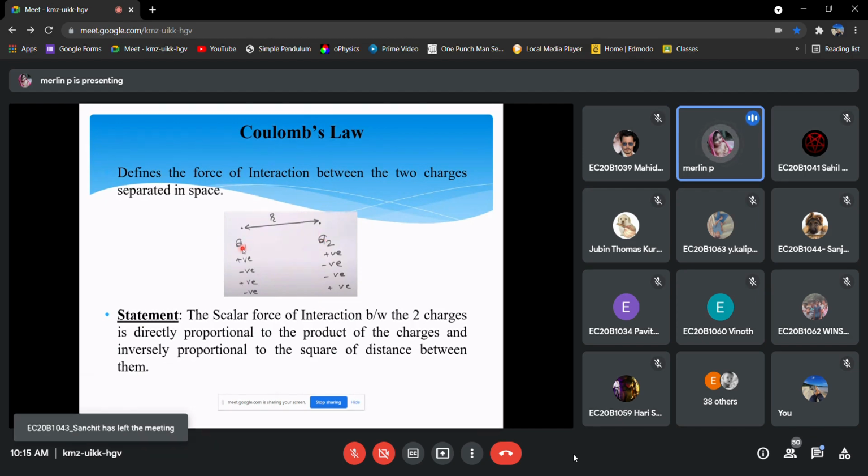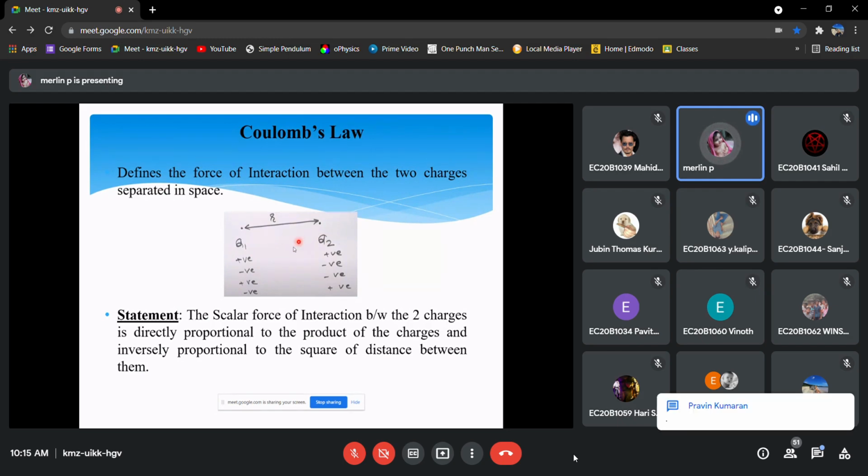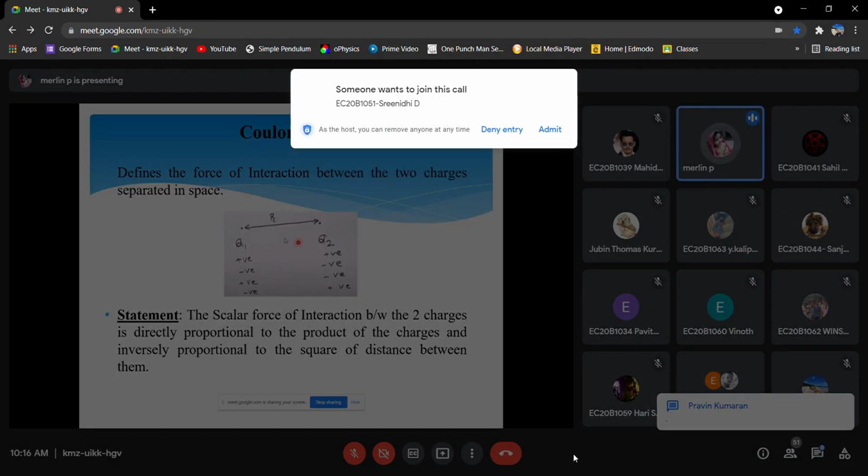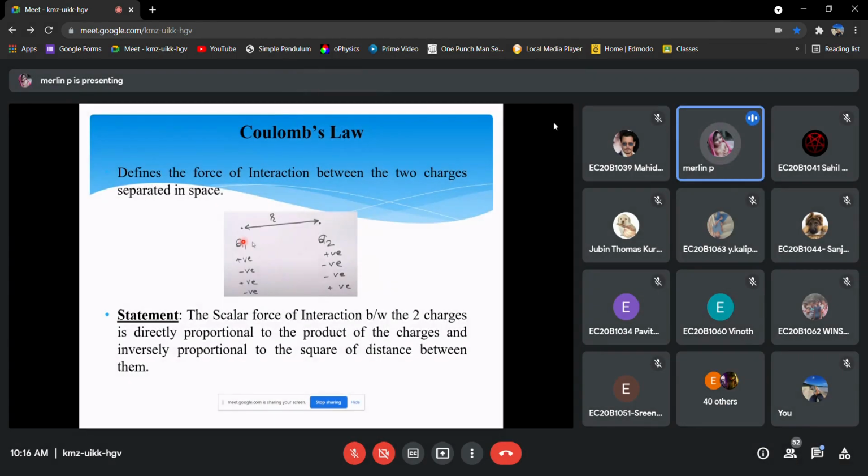We define the unit of charge as the Coulomb. Suppose Q1 is 10 Coulomb and Q2 is 1 Coulomb. The product, 10 into 1, equals 10, so the force exerted will be 10 Newton. The unit of force is Newton.